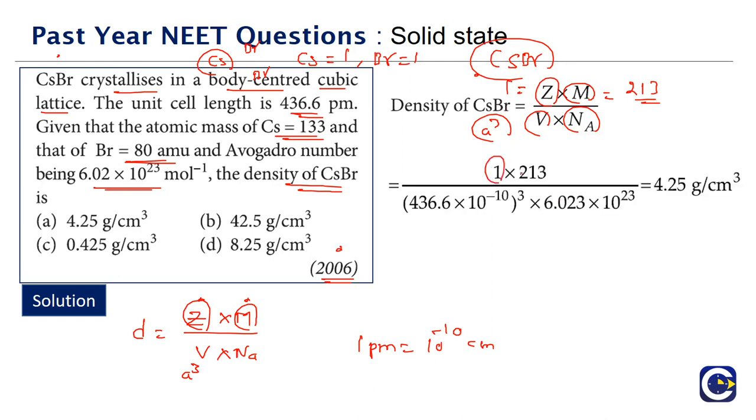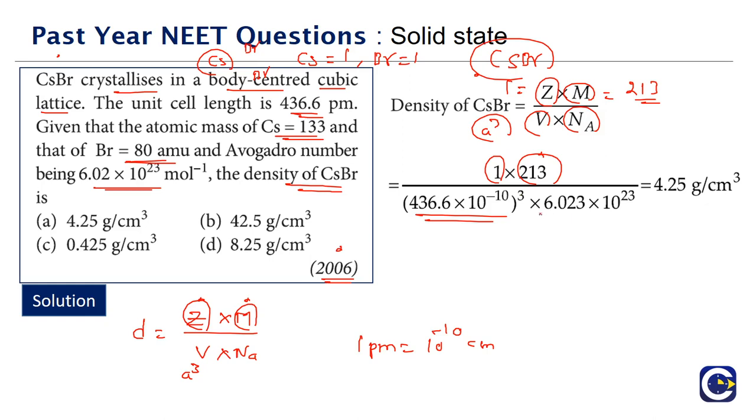Z, the number of cesium bromide units in a unit cell, is equal to what? 1. What is the molar mass of cesium bromide? 213. Divide by, so we are converting the edge length into centimeters. So 436.6 picometer, right, means what? 436.6 into 10 power minus 10 whole cube will come, because volume is what? A cube, into Avogadro number.